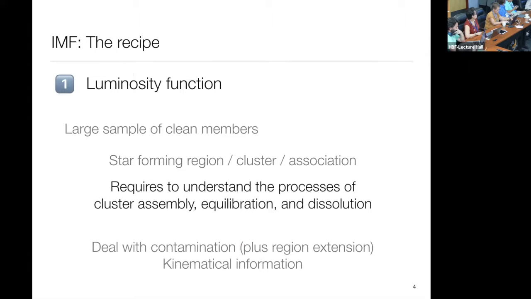So in building the luminosity function, you need a clean sample of members. You usually do that in star-forming regions, clusters or associations, but that requires that you really understand the process of cluster assembly, because otherwise you are going to get a poor sample of sources that is going to have a huge impact on your IMF determination. And once you understand the process of cluster assembly, equilibration, and dissolution, you can make the real IMF construction. You also have to deal with a lot of contamination, and the problem is even worse if you have to take into account the extension of the regions. And if you add kinematical information, this is going to be refined.